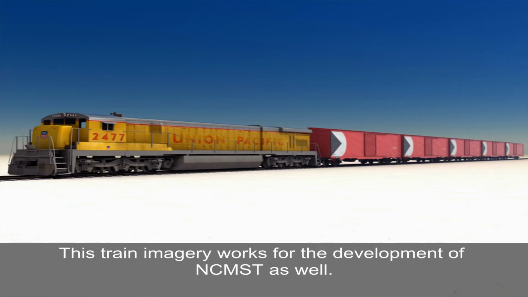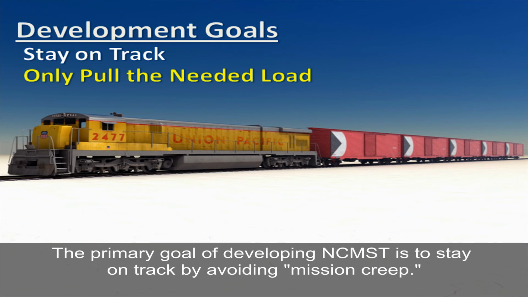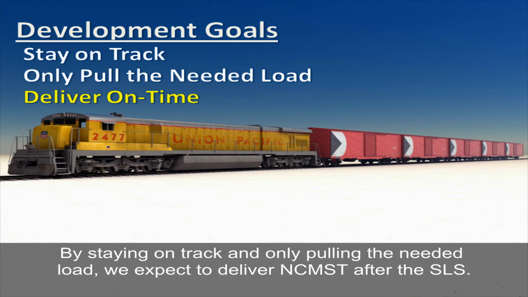This train imagery works for the development of NICKMAS as well. The primary goal of developing NICKMAS is to stay on track by avoiding mission creep. Although there are many tasks and features NICKMAS could have, we will begin by only pulling the load we need at this time. By staying on track and only pulling the needed load, we expect to deliver NICKMAS after the SLS.